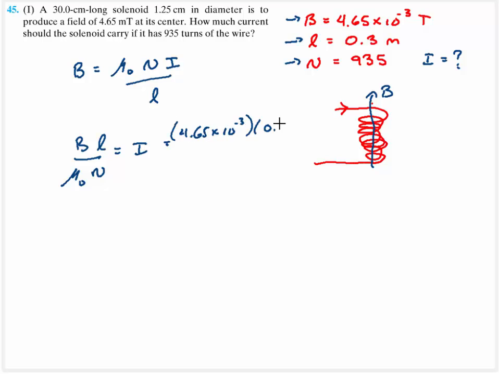Got my length, 0.3 meters. Got my permeability of free space, 4 pi times 10 to the negative 7th, and 935 turns. So the current is going to be 1.19 amps.